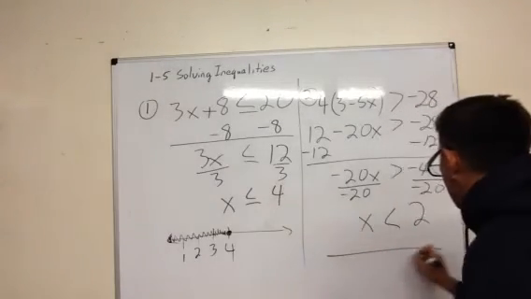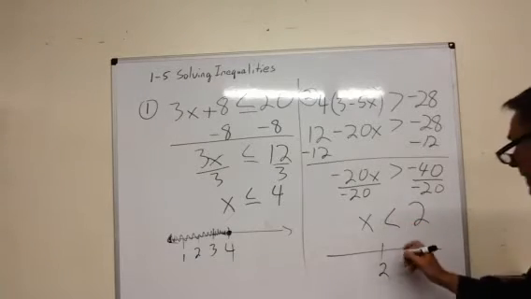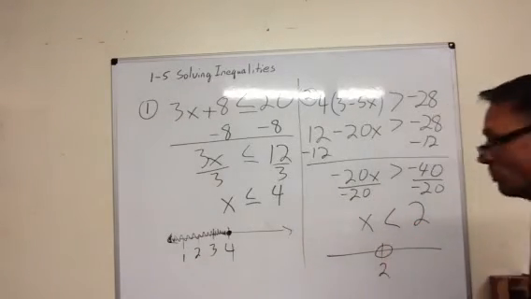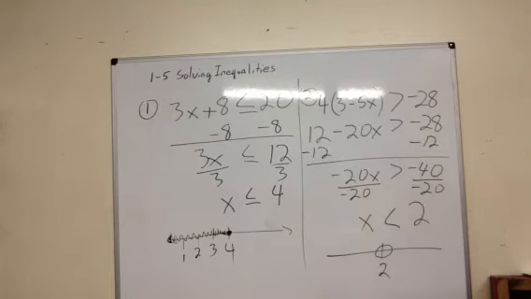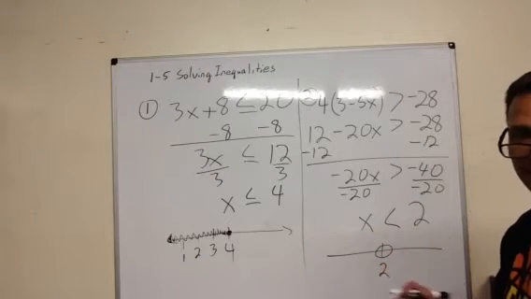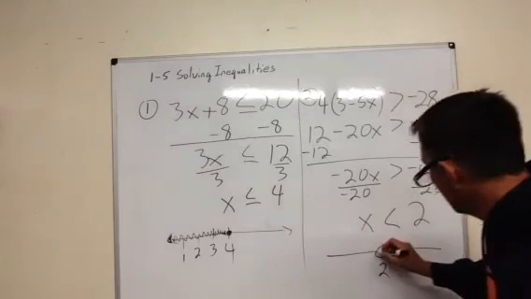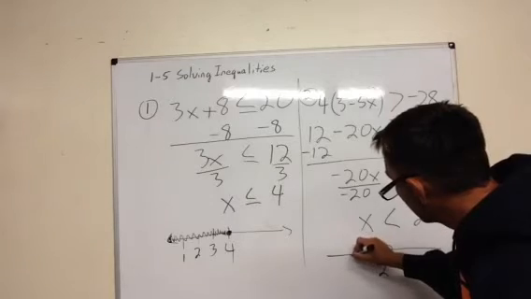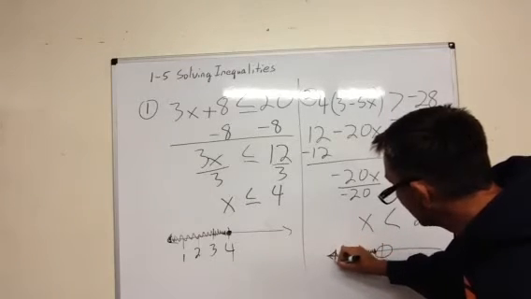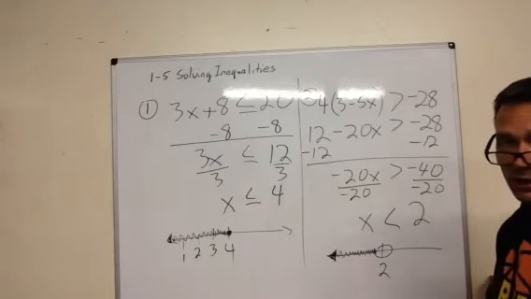On a number line, I'm going to start with 2 there. Because it's only less than, it becomes an open circle. 2 is not a solution for this problem. It starts there, but it is not a solution. And again, we have less than, and we shade to the left. So every number to the left of 2 is a solution.